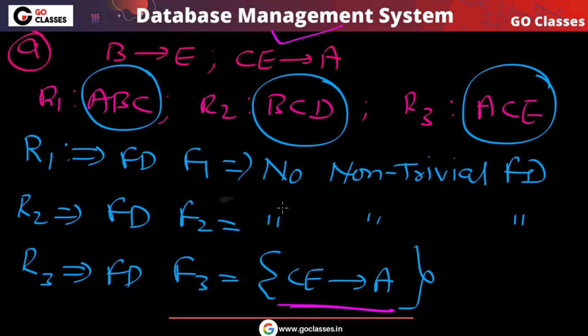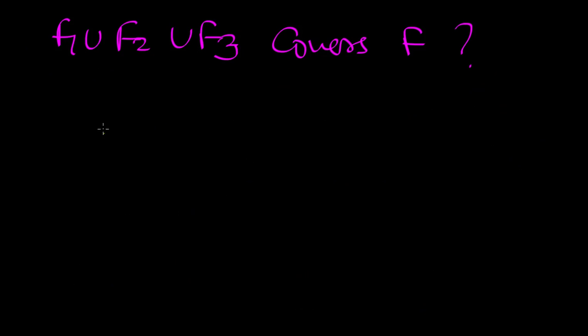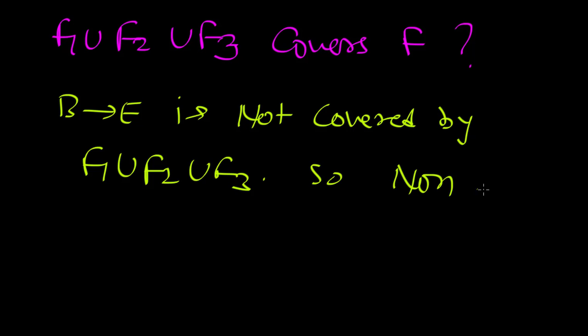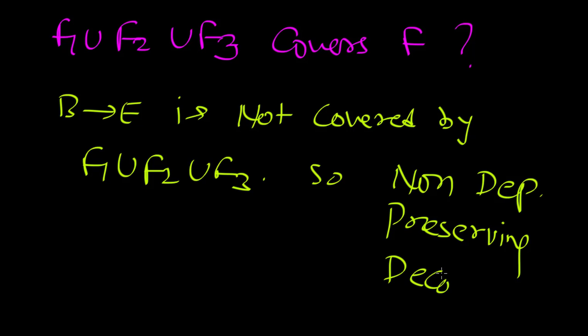So we can cover this. This is already covered here, but you can notice we cannot cover this: B determines E. This cannot be covered. B determines E is not covered by F1 union F2 union F3. So I can say this is not a dependency preserving decomposition.